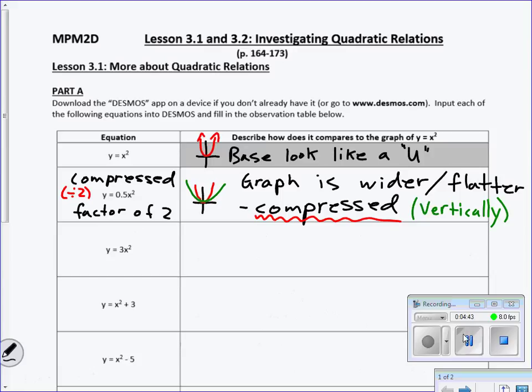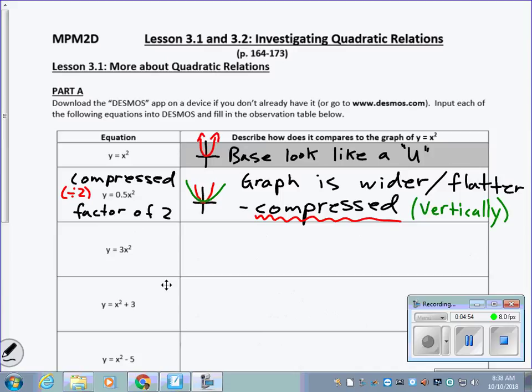So what we've just done is we've taken all the y values that our original graph had, and all we've done is chop down their heights by 2. That's all. So for our next graph, we're going to have y equals 3x squared. So let's take a look at that on Desmos.